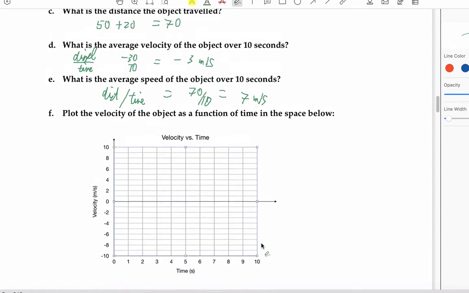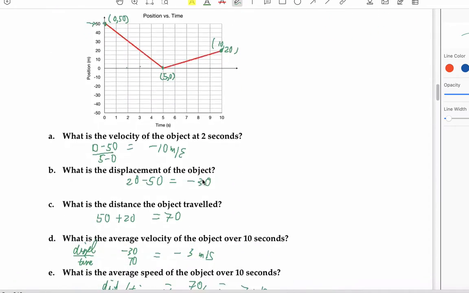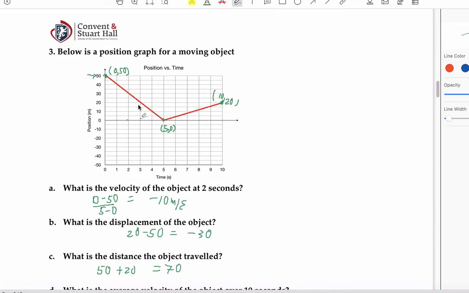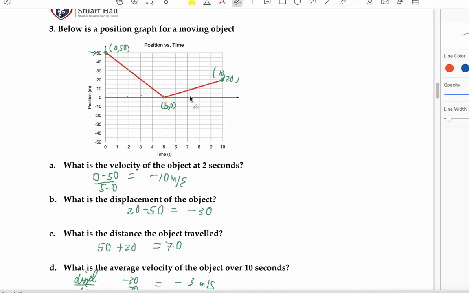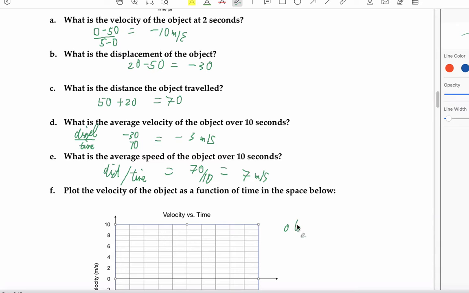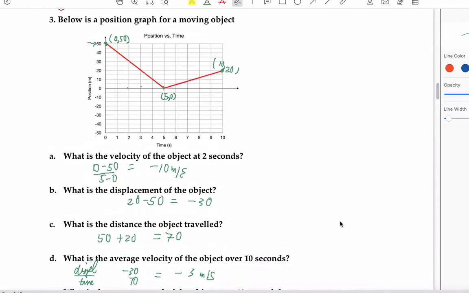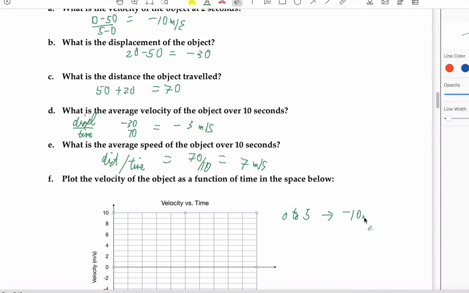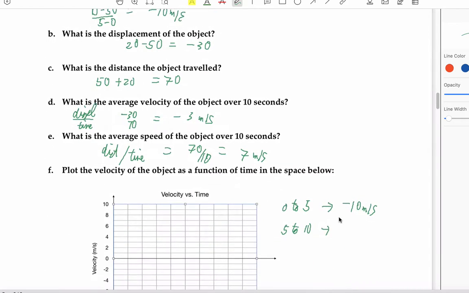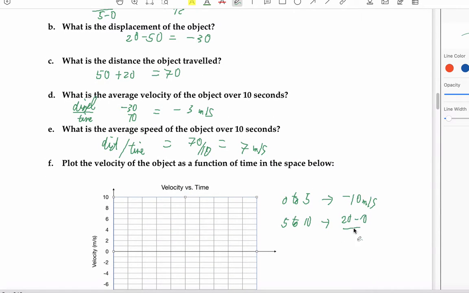And then, next, plotting the velocity over the time. We're going to basically take the velocity here and also plot the velocity here. So from 0 to 5 seconds, our velocity is negative 10 meters per second. We got that part. And then from 5 to 10 seconds, let's get that rise over the run. That'll be 20 minus 0 over 5 minus 0. That's going to give us 4 meters per second.